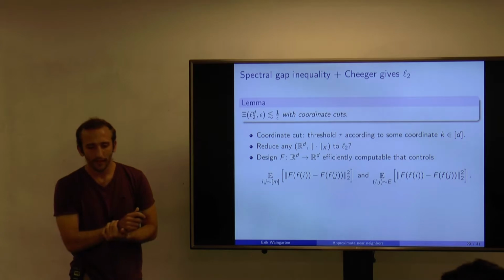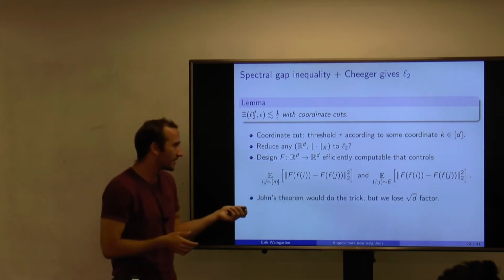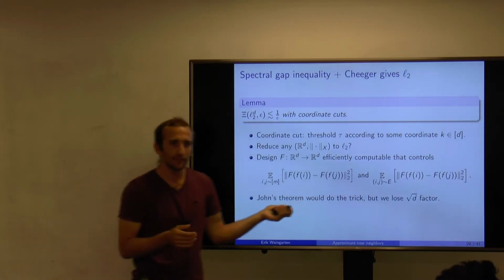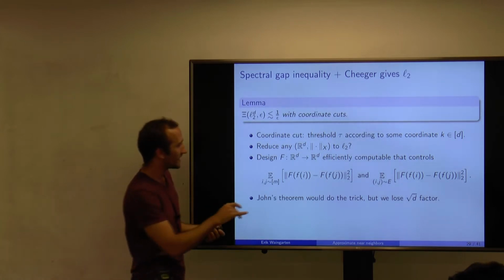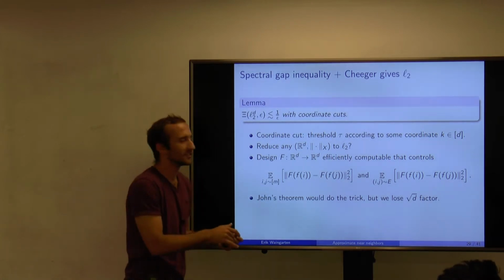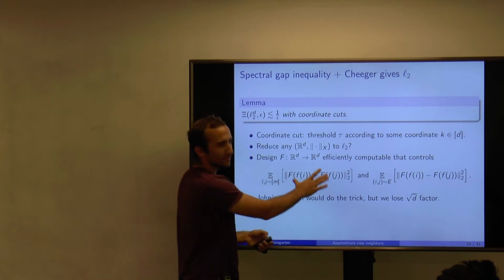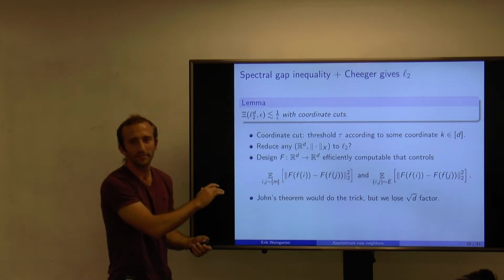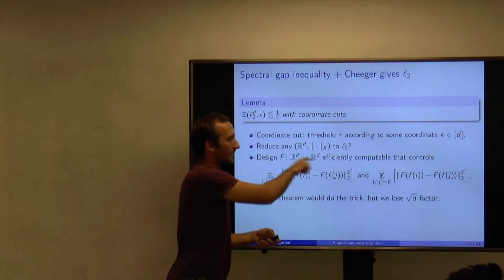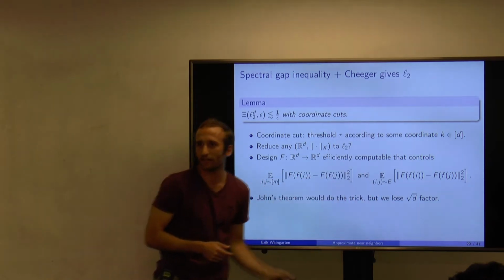Okay? Now, John's theorem would do the trick here, but we would be losing a square root d factor. And in particular, John's theorem actually tells me something much stronger. John's theorem would say that everything inside the expectation is preserved. All distances are preserved to square root d. All I care about is the ratio between these quantities, this average notion.